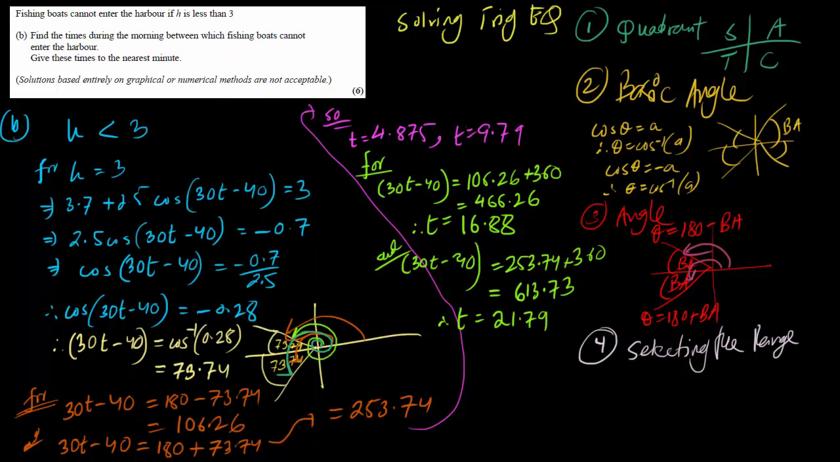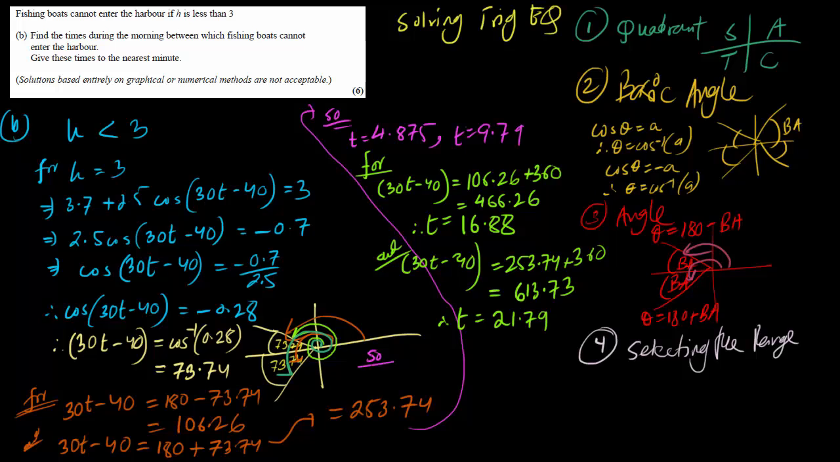So we got four values of t. The four values of t are all in hours. We have to give these times to the nearest minute. They have to be time as in clock time. So if you want to convert this time to the clock time, let me write this down over here.